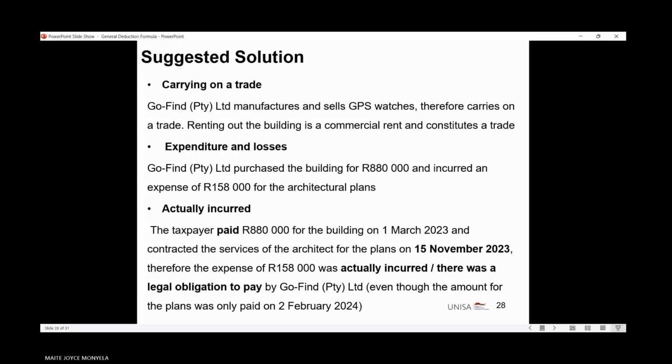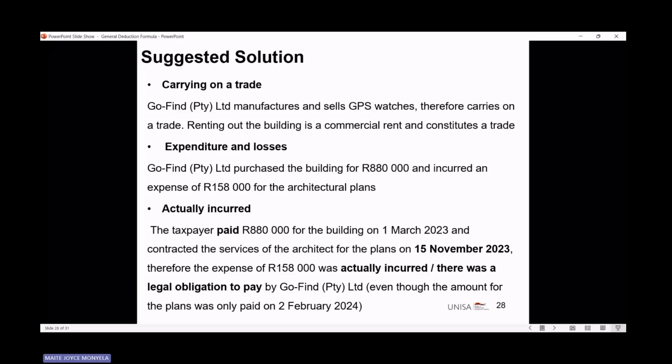I think what we just need clarification on is that if Go Find does GPS watches, but they purchase anything else that would bring income or revenue, regardless of whether it forms part of the core functions of the business, as long as it is going to bring them income as a business person, the building now belongs to Go Find. It would still be something that is capital in nature because they are the purchasers of it and they are going to enjoy the enduring benefits of the building as Go Find.